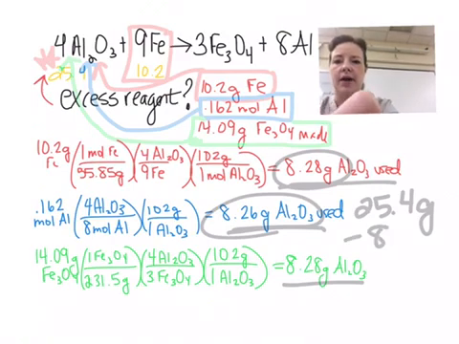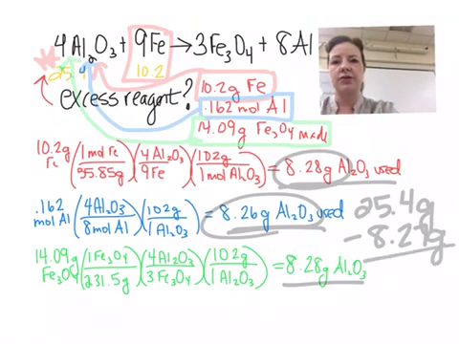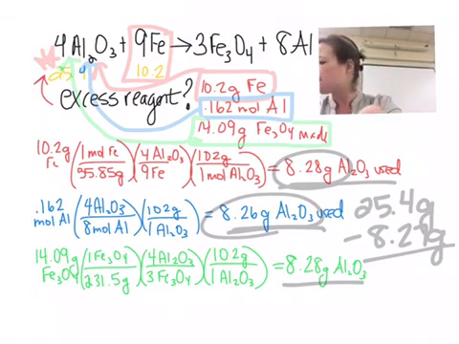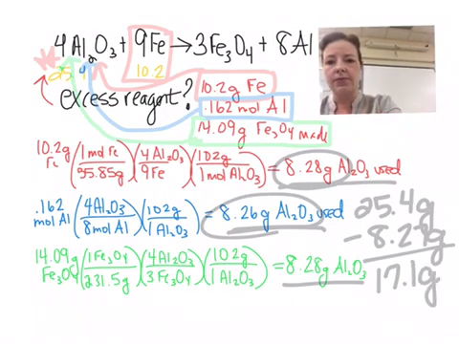So we need to figure out how much aluminum oxide is going to be left over. Because remember, iron's the limiting reagent. We're going to use all of that 10.2 grams. Aluminum oxide, we're going to have some leftovers. So we subtract, because according to these calculations, we're going to use 8.27 grams. And so we're going to have about 17.1-ish grams of aluminum oxide left over. And that's it.